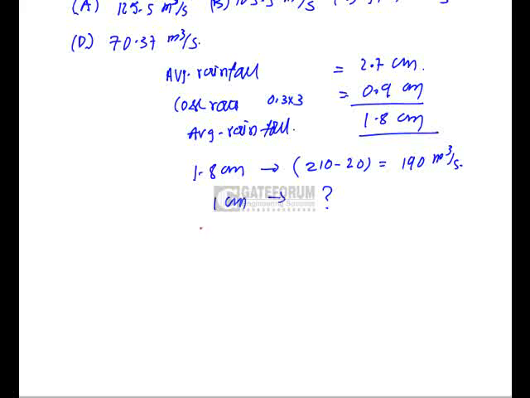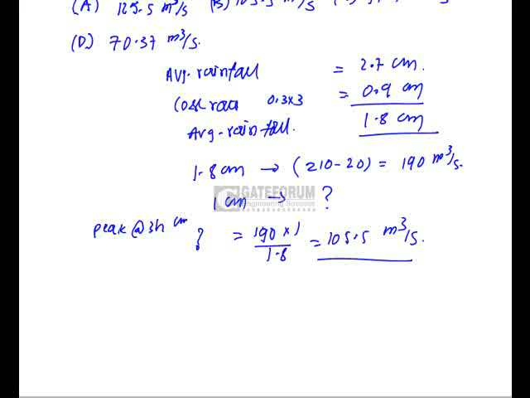For 1 centimeter, the unit hydrograph peak is 190 into 1 by 1.8, that is 105.5 cubic meters per second. This is the peak of the 3-hour unit hydrograph. So 105.5 cubic meters per second, option B is correct.